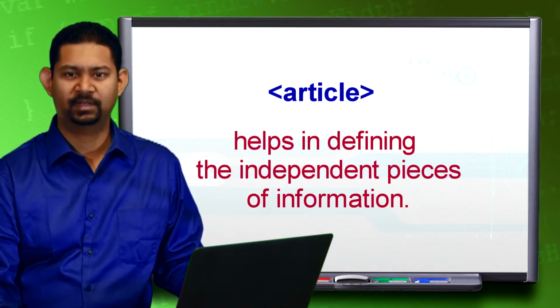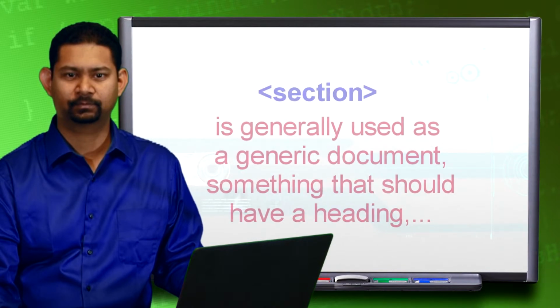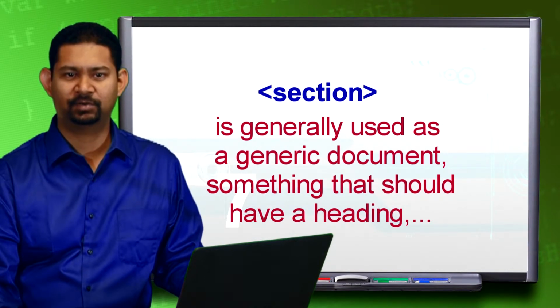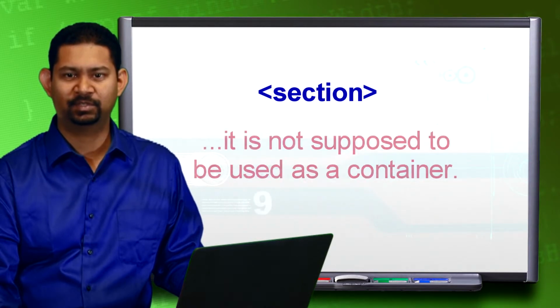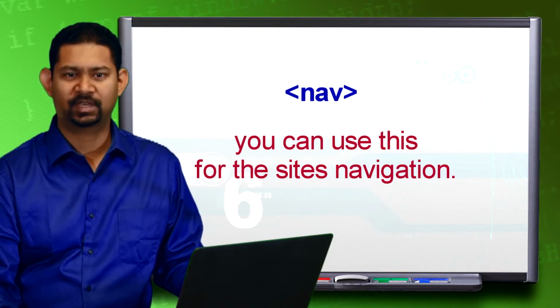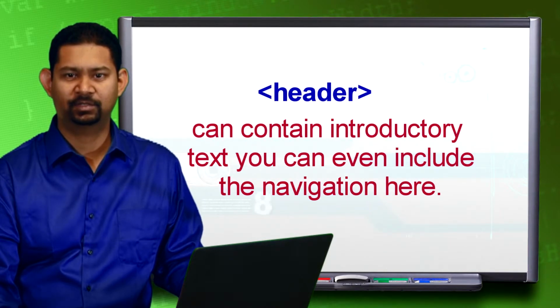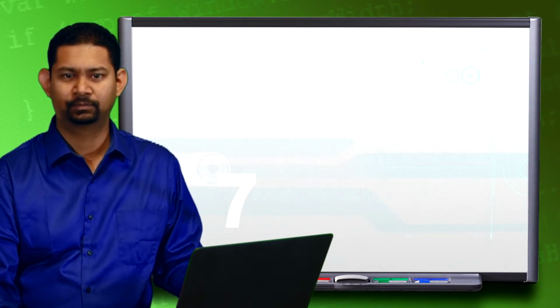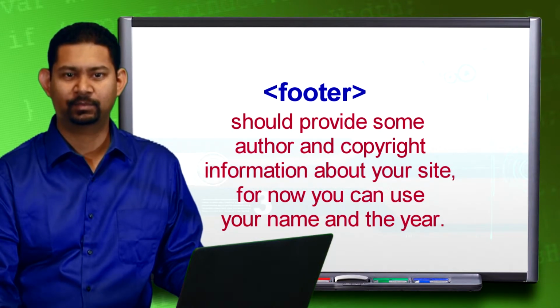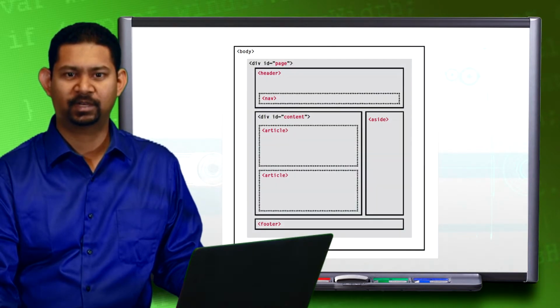Article helps in defining the independent pieces of information. Section is generally used as a generic document, something that should have a heading. It is not supposed to be used as a container. Nav. This can be used as the site's navigation. Header can contain introductory text. You can even include the navigation here. Footer should provide some author and copyright information about your site. For now, you can use your name and the year. As you practice and write web pages, you'll become familiar with more and more tags.